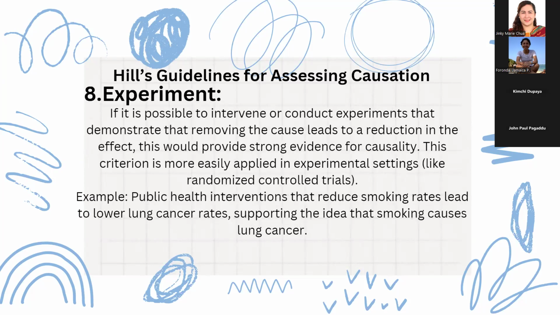So yung experiment, if it is possible to intervene or conduct experiment that demonstrate that removing the cause leads to a reduction in the effect, this would provide strong evidence for causality. This criterion is more easily applied in experimental setting like yung randomized controlled trials natin. So for example, yung public health interventions that reduce smoking rates lead to lower lung cancer rates, supporting the idea that smoking causes lung cancer.